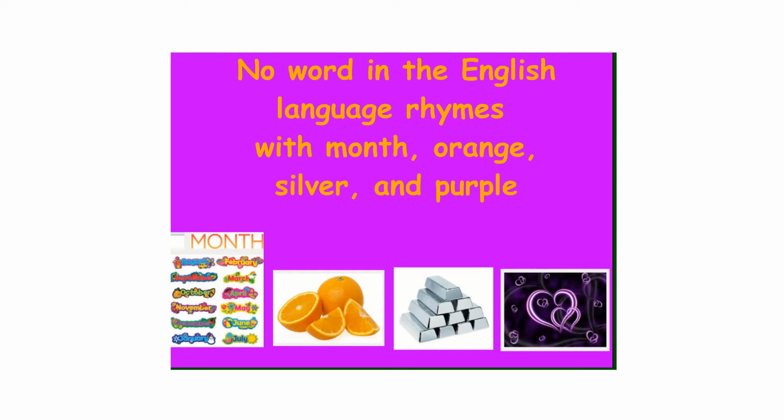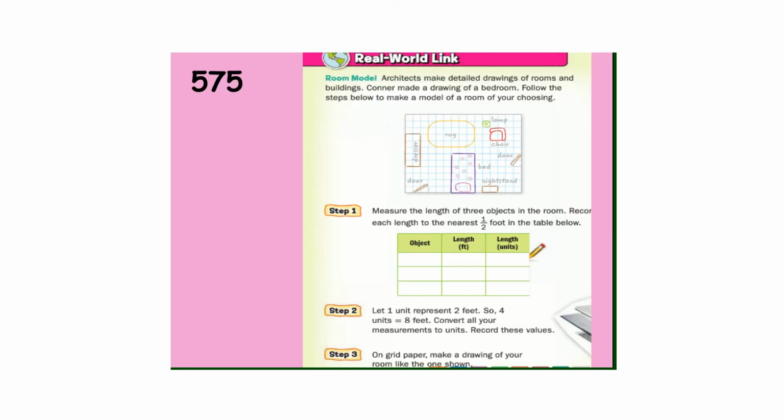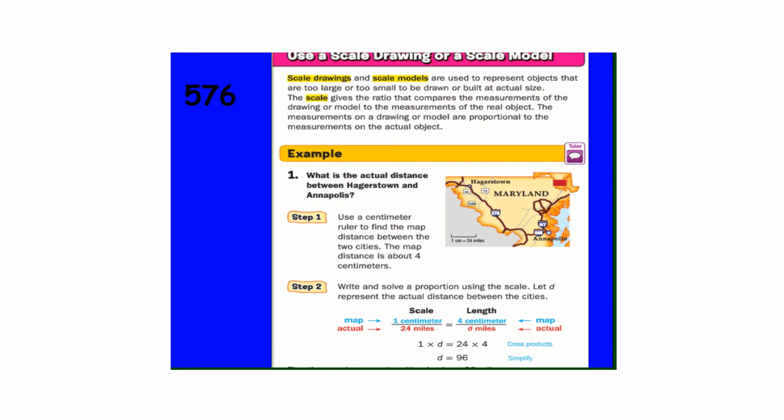So 7.4 today, page 575, scale drawings. We will jump to 576, okay? So scale drawings, scale models used to represent objects that are too big or too small. A lot of times you'll see such scales when we talk about astronomy. You've seen a lot of scale drawings of planets in our solar system. Those are the types of things we're going to talk about today. Or if they're too small, sometimes we need to blow them up, make them bigger.